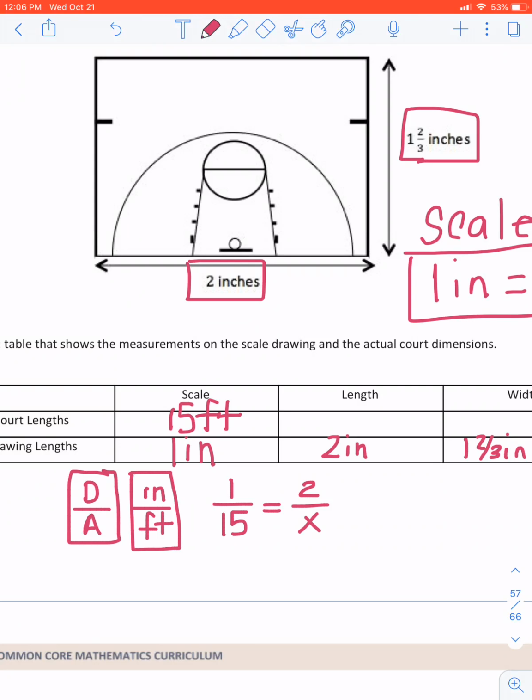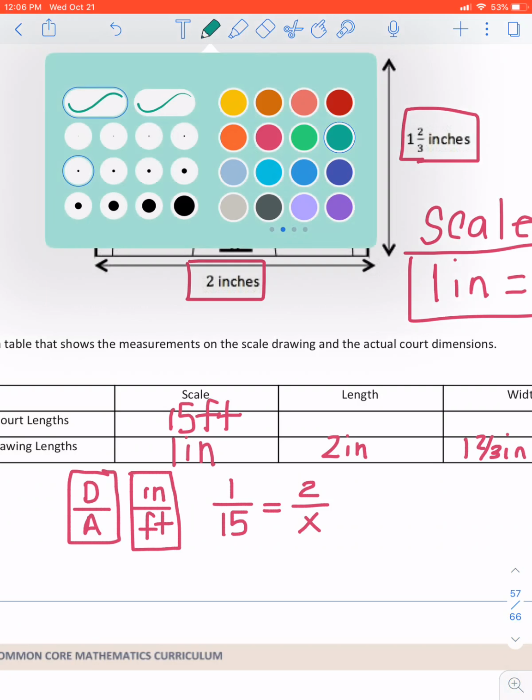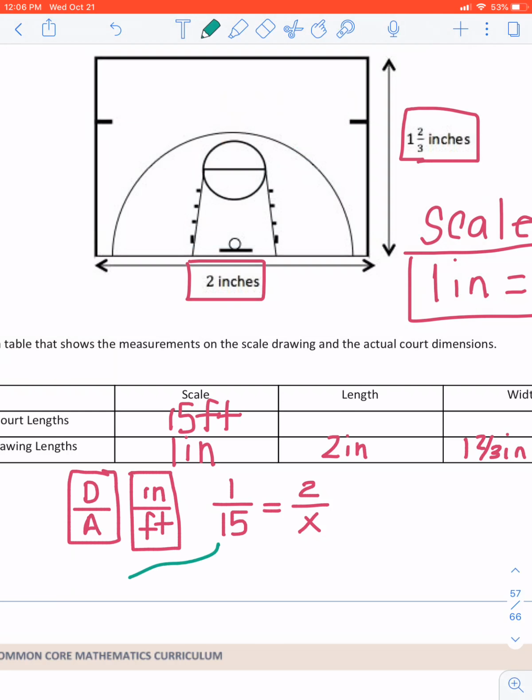So this right here is called a proportion, and we're going to solve this. Before I do that, I'm going to take a little arrow for our notes. This right here, this first fraction, comes from the scale. So this fraction is the scale.